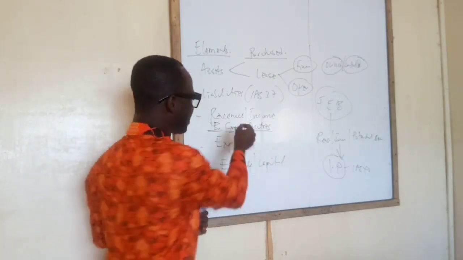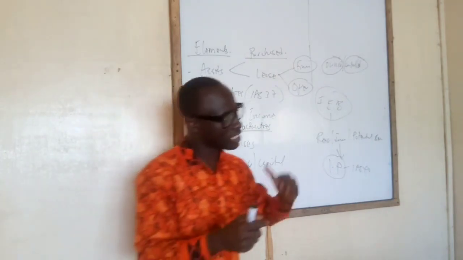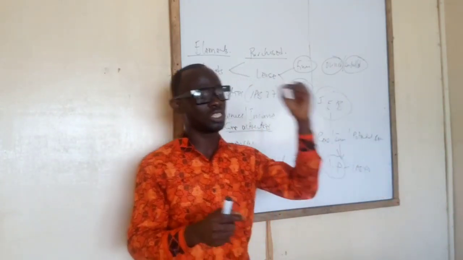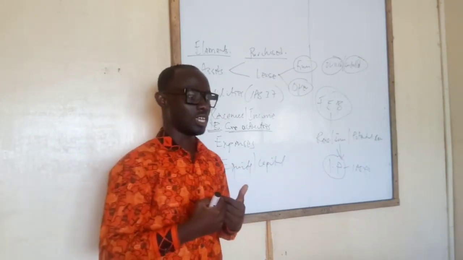So it is about the distinction between the core activities and the non-core. If the money is coming from the core operations of the business, then it's a revenue. If it is coming from non-core operations of the business, it's an income.